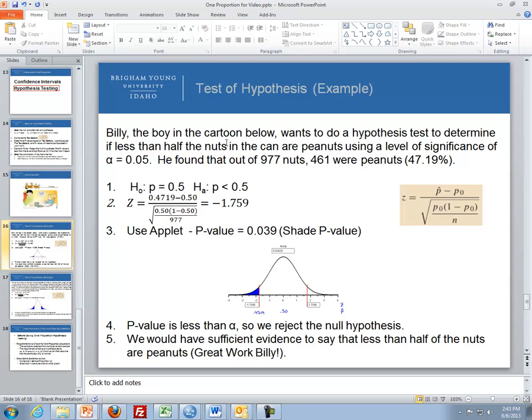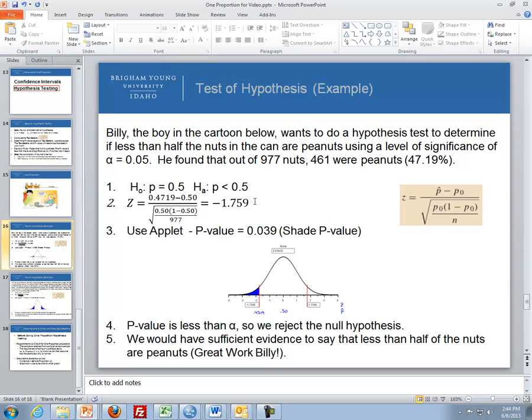So Billy, the boy in the cartoon below, wants to do a hypothesis test to determine if less than half the nuts in the can are peanuts using a level of significance of alpha equal to 0.05. He found that out of 977 nuts, 471 were peanuts, so he got a sample proportion of 47.19% or 0.4719.